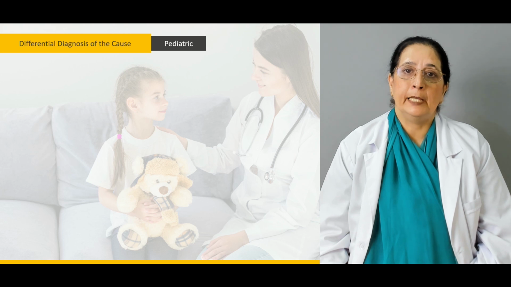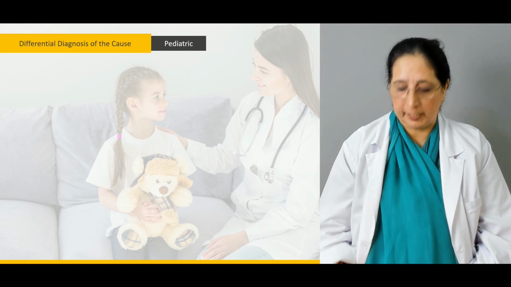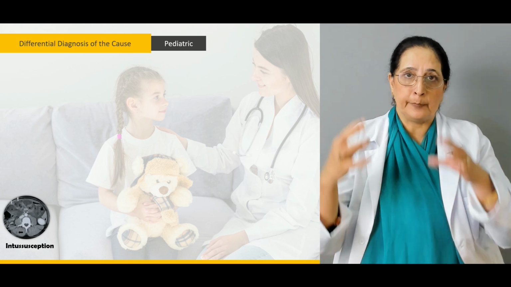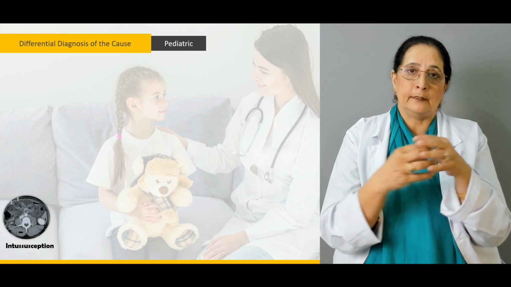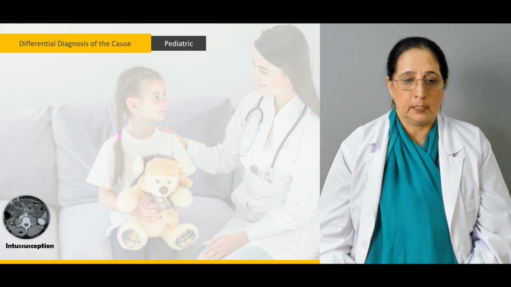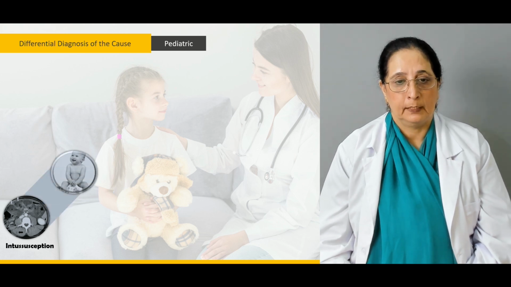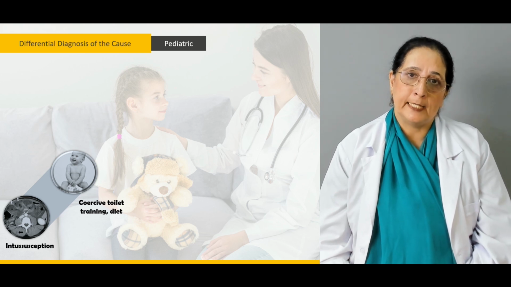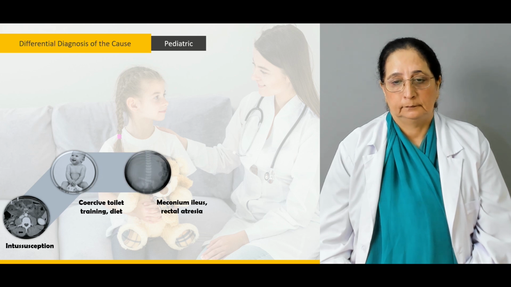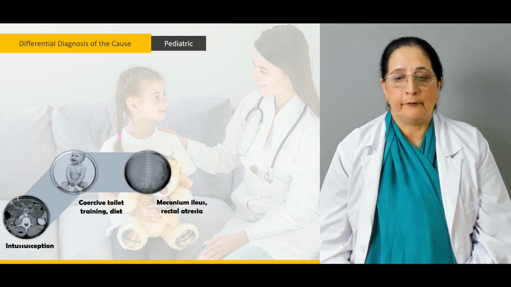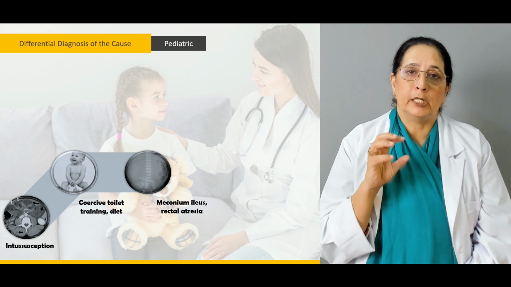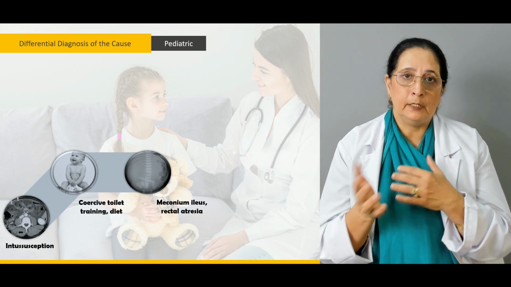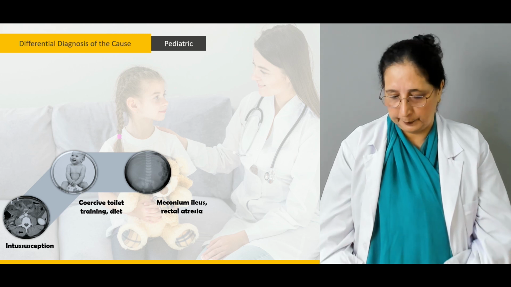Then the differential diagnosis of the causes in the pediatric age group. What are some common conditions? Intussusception. Intussusception is when one part of the intestine enters into another part, and it causes blockage. Coercive toilet training and diet. Meconium ileus and rectal atresia, when there is blockage due to the meconium and there is atresia of the rectum, all these conditions can cause constipation.